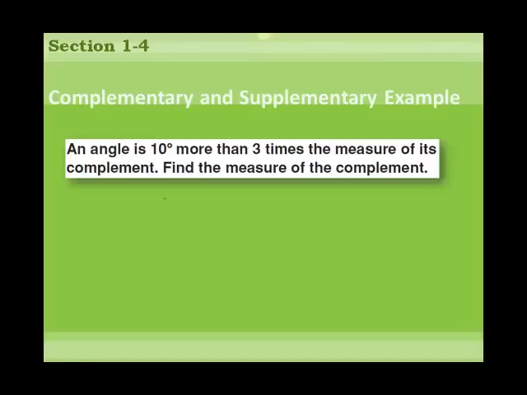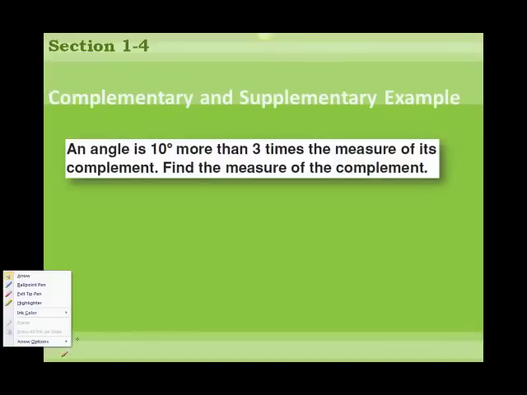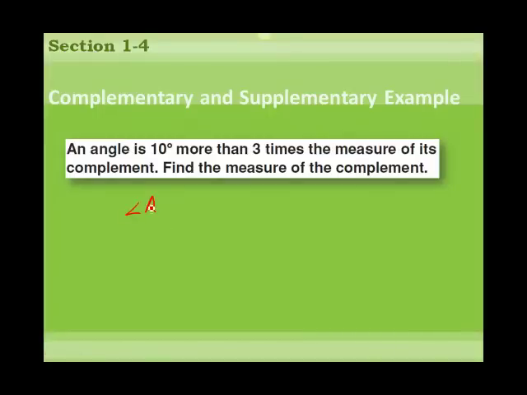So let's call my angle, let's call it angle A. So that's my angle. And I'm going to call the complement angle B. And I know that the measure of angle A plus the measure of angle B must be equal to 90 because they're complements. So now let's see what we know about these angles.